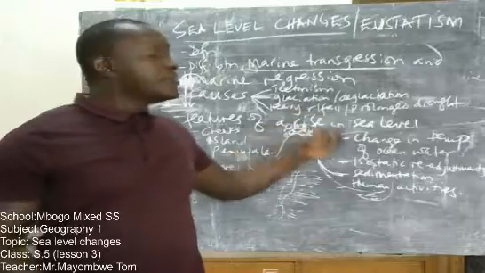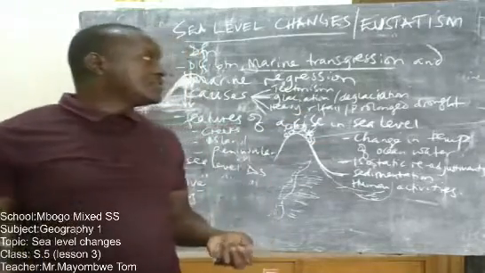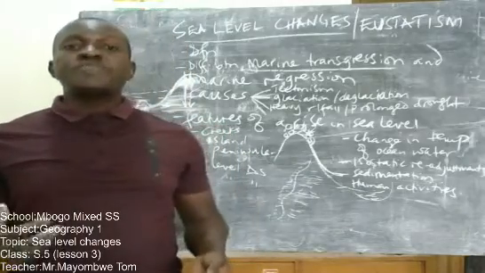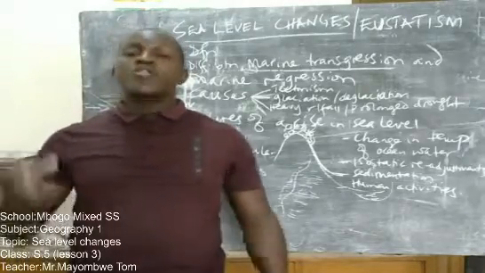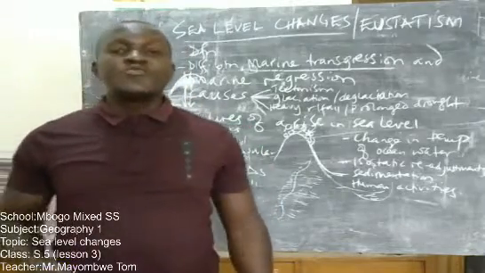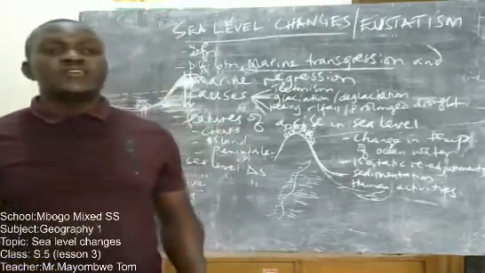Then we have heavy rainfall and prolonged drought. During periods of heavy rainfall, a lot of water is added into the oceans and seas, which brings about a rise in the sea level.